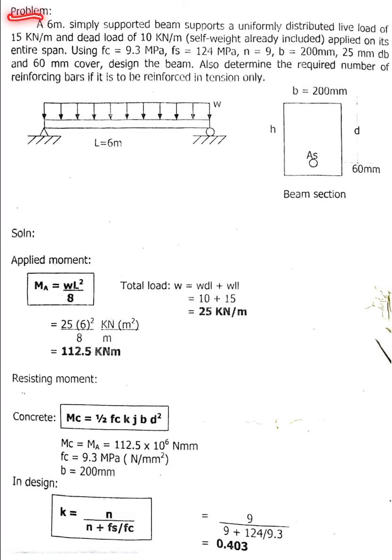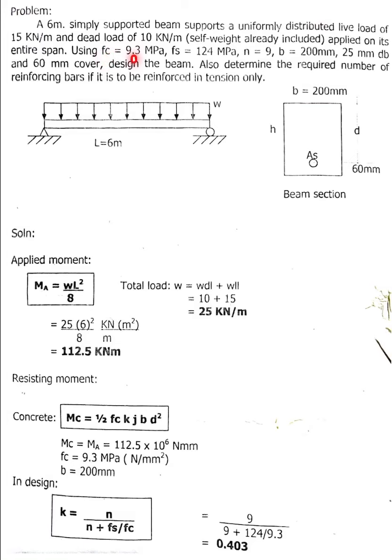Okay, so let's have another problem. A 6-meter simply supported beam supports a uniformly distributed live load of 15 kilonewton per meter and a dead load of 10 kilonewton per meter. Self-weight already included. Applied on its entire span.